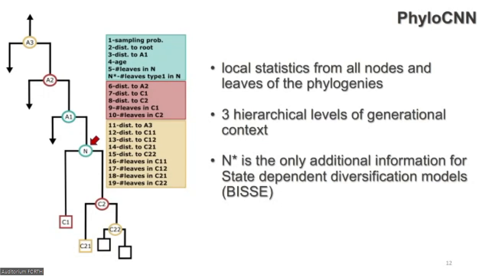And we also wanted to see, I'm going to show it later, if it works for diversification. So we added only one extra feature when we are doing diversification with different states of the tips. And this is this value here, the N star. It's just the number of leaves of type 1, since we have 2 types, in the node. The number of leaves related to this node that are of type 1. I'll go through that in more detail.